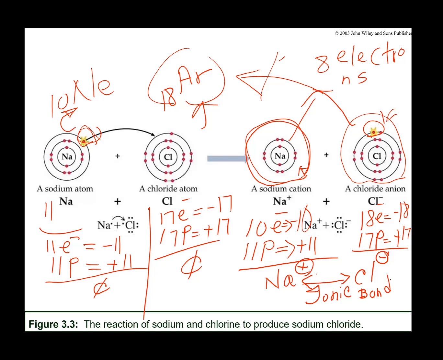Why do they react? They love each other. Why do they love each other? They make each other happy. Ionic bond is like a bond in a very happy marriage, or happy partnership, whichever you like.